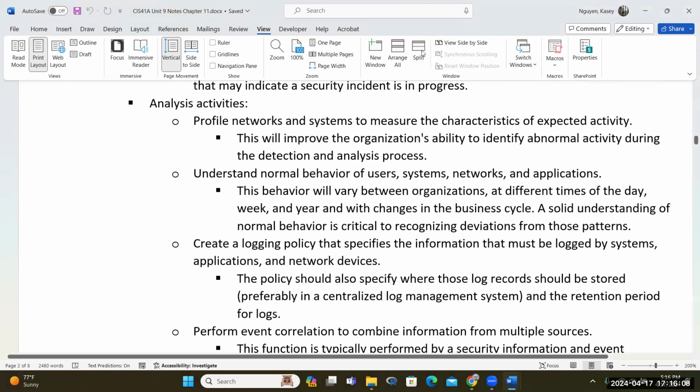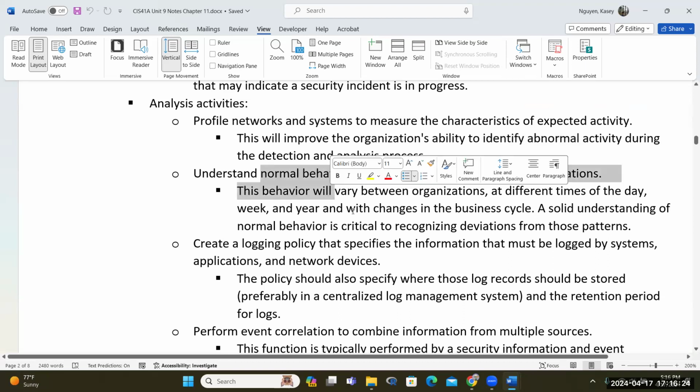As an analyst, these are the activities. You want to profile your network and system characteristics. This is going to help you identify what's normal and what's not normal. In addition, you also need to understand all your system requirements, your network operations, and your applications. That's going to give you an understanding of your baseline.